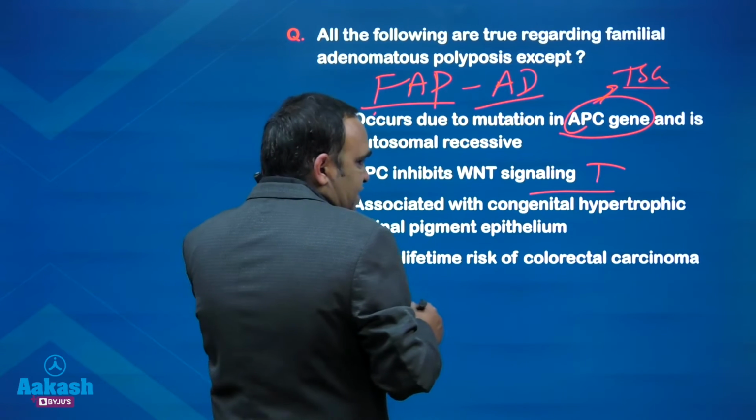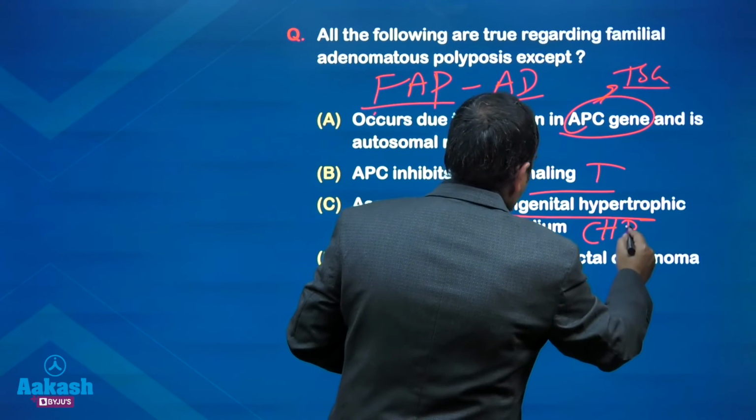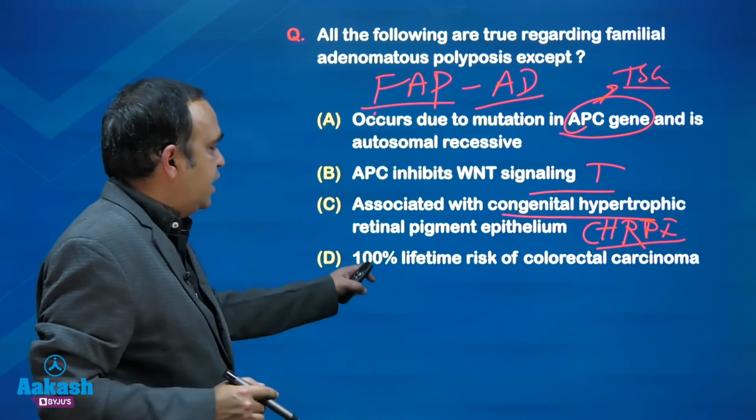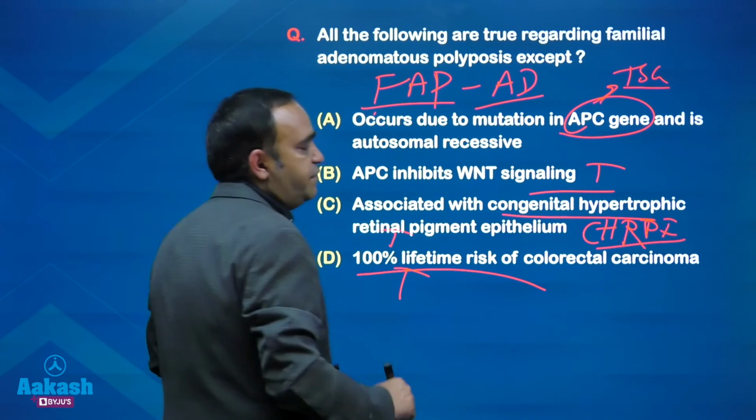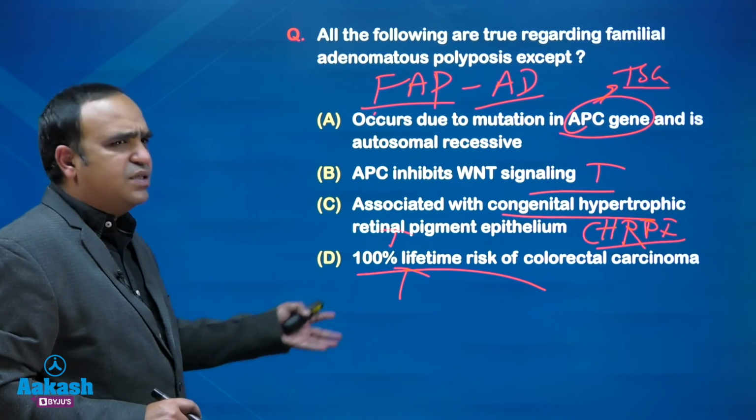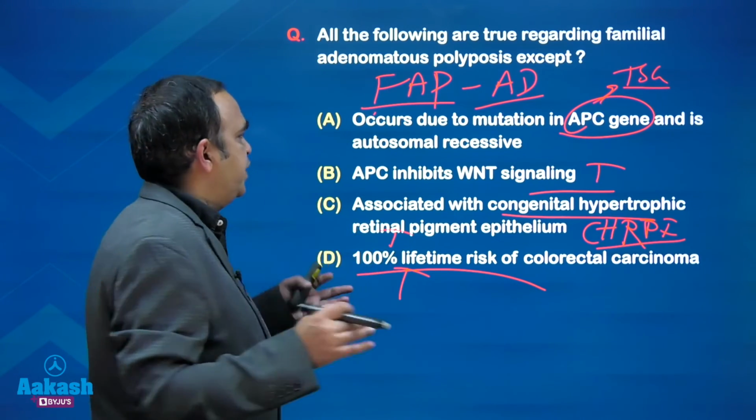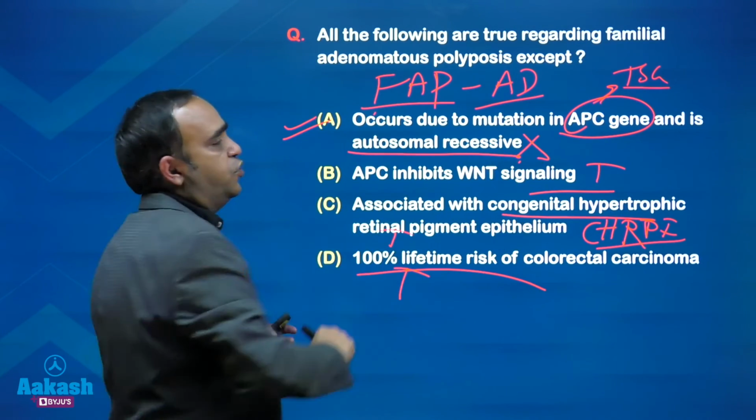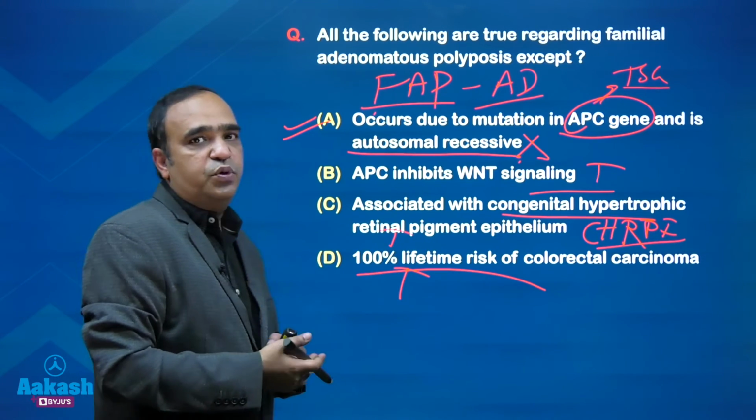Now FAP cases are associated with congenital hypertrophic retinal pigment epithelium, right. There I have already told you, so that's true, this is true, 100% lifetime risk of colorectal cancer. It's very easy, even if you don't know the rest of the choices, just one thing you need to know, FAP is autosomal dominant, it's not autosomal recessive. So that's a false statement about familial adenomatous polyposis.